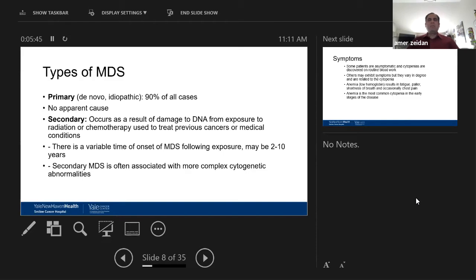One group is related to previous therapy, what we call therapy-related MDS, and that's usually the result of exposure to previous chemo or radiation for another cancer, such as breast cancer or prostate cancer. And after some years, because of the DNA damage, some of those patients can develop MDS, what we call secondary or therapy-related MDS. And then there's a group of MDS that arose from congenital conditions that predispose patients to blood cancers, such as Down syndrome, etc.